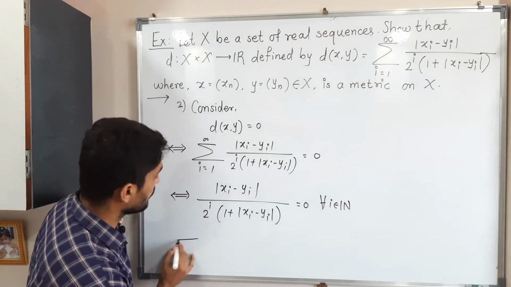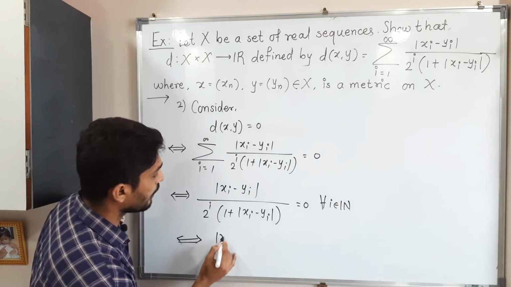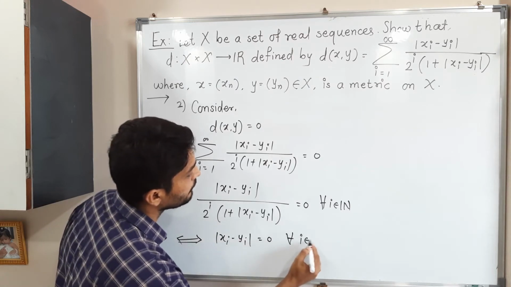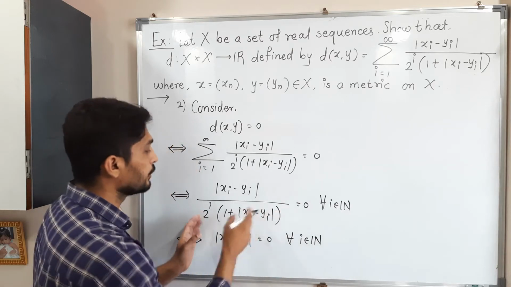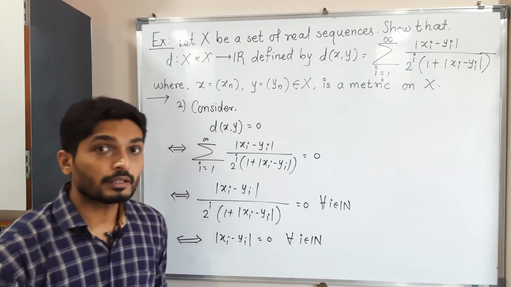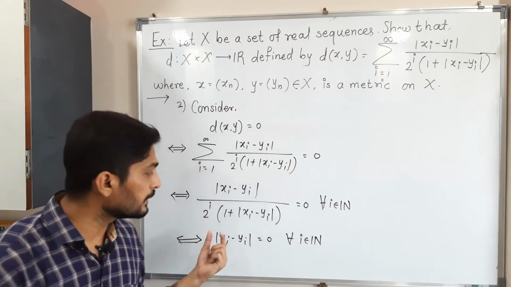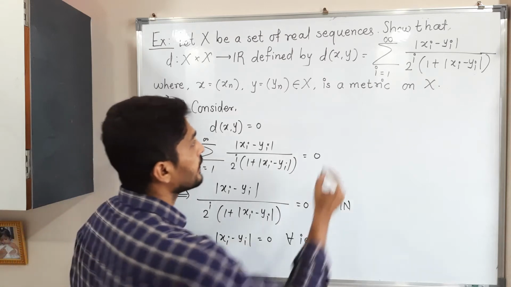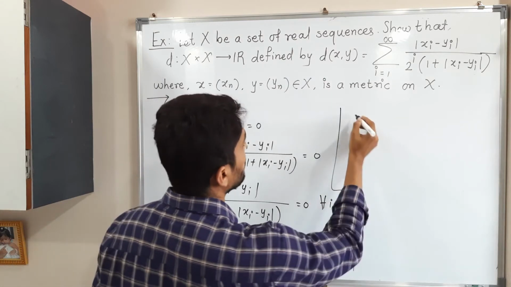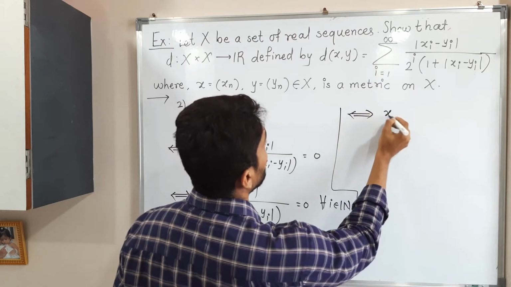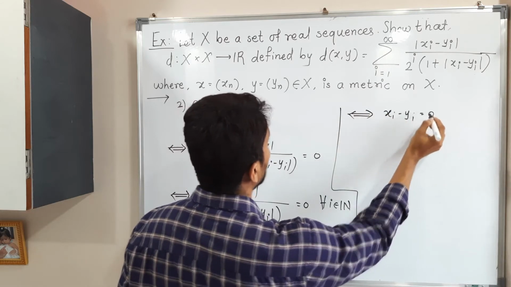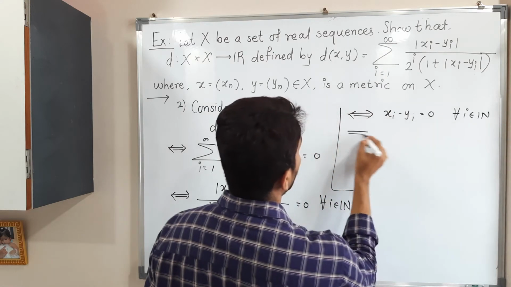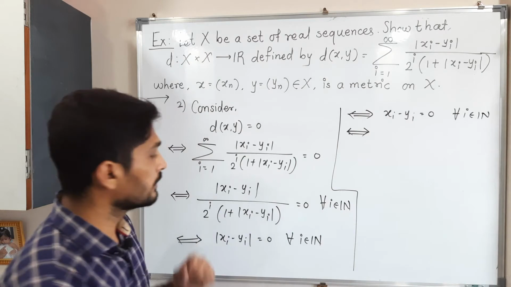So that's why we can write this is nothing but mod xi minus yi is equal to 0 for all i belonging to the set of natural numbers, since 0 into anything is 0. Here we are getting mod 0. Mod 0 means the number inside the mod should be 0, then only we have mod 0. So therefore we can write xi minus yi is equal to 0 for all i belonging to the set of natural numbers, right? Since xi minus yi is 0, then only you will have mod 0.